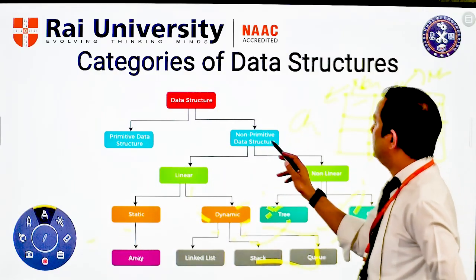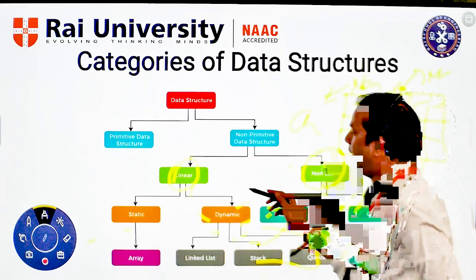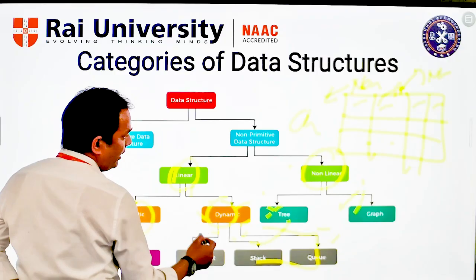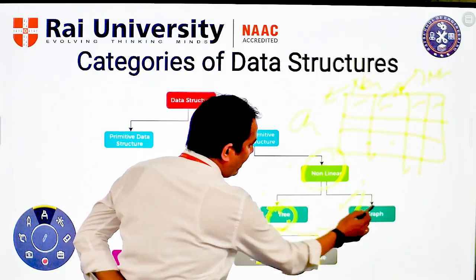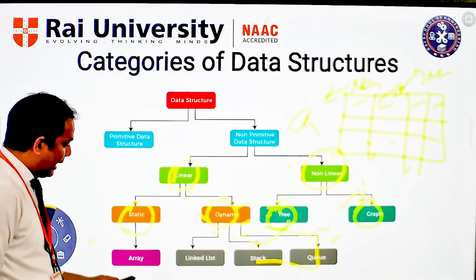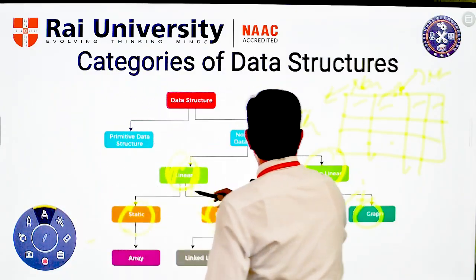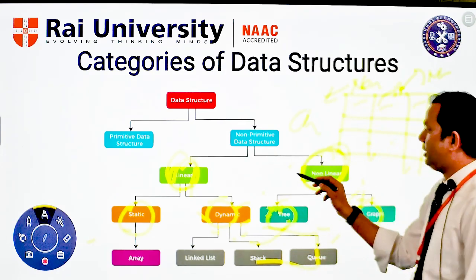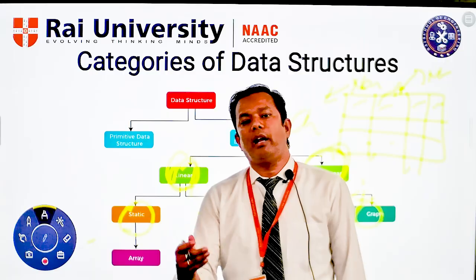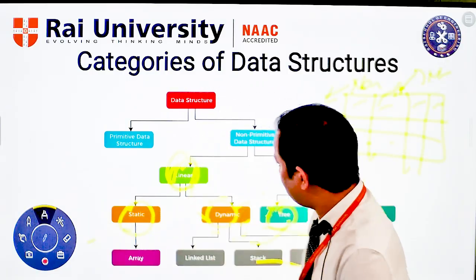Second is the non-primitive data structure. It again has two categories: one is linear and another is non-linear. Linear has static and dynamic forms, and in non-linear there are trees and graphs. The static form is again divided into array, linked list, stack and queues. So these are the different types of linear data structure. Another is the non-linear data structure. These are the patterns in which we store the data for future retrieval and use, and for taking any kind of decision as per the requirement.